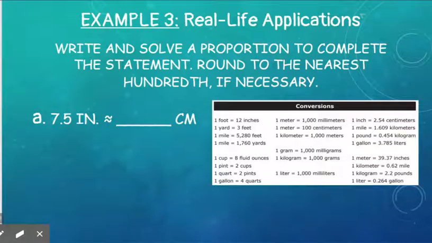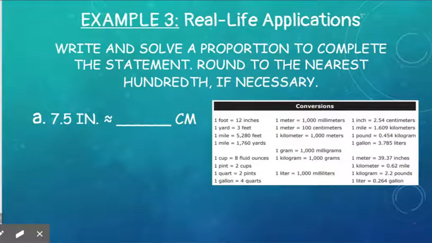For some more real-life examples, we've got another one here. Letter A says, write and solve a proportion to complete the statement. Round to the nearest hundredth if necessary, which probably will be necessary in most of these. So I'm going to do letter A with you, and then I'm going to give you a hint for letters B, C, and D. But I'm going to let you finish them on your own. So let's go through this example together.